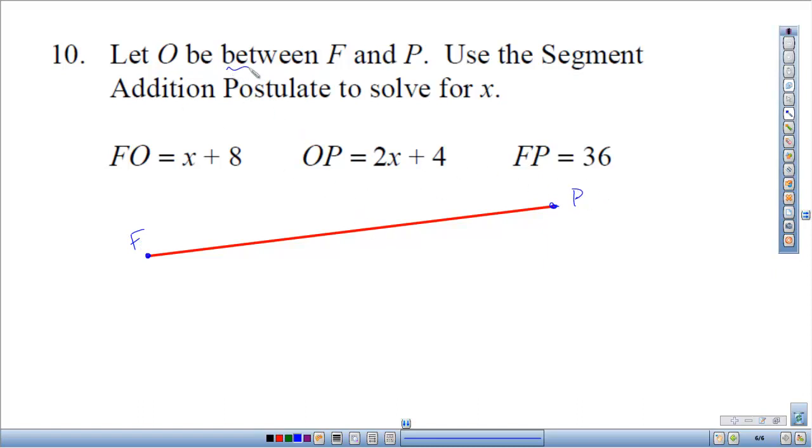Now be careful, between does not mean right in the middle. So I think I'm going to put point O right here. I really don't know where it's at, just somewhere between. That means it's on the segment between them. All right, and now I should take some of this information and label the picture.